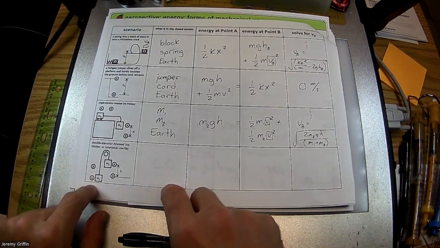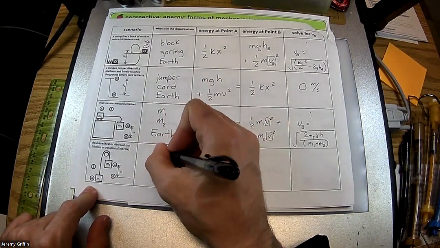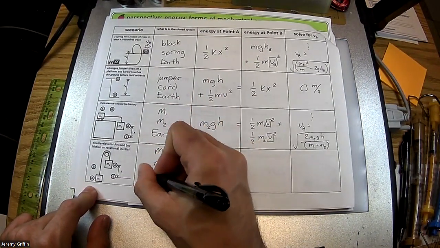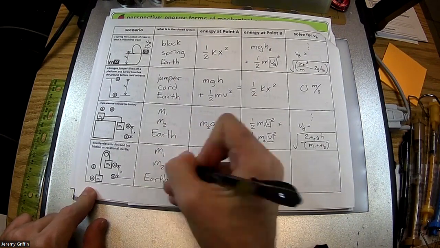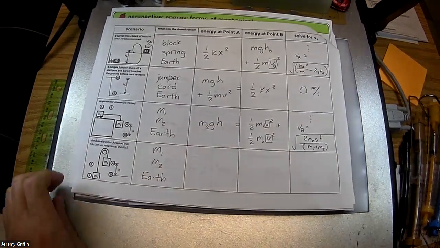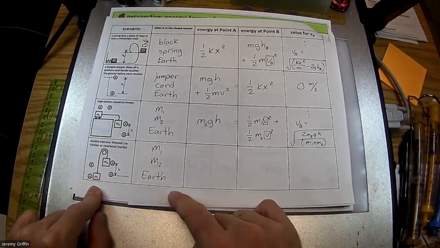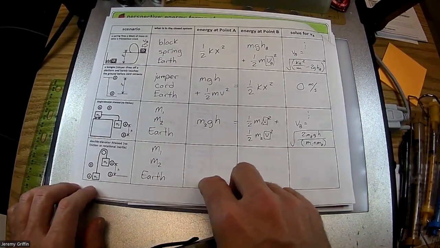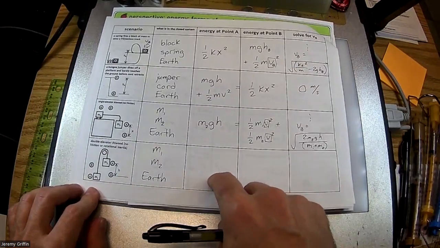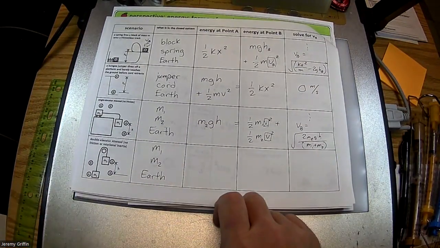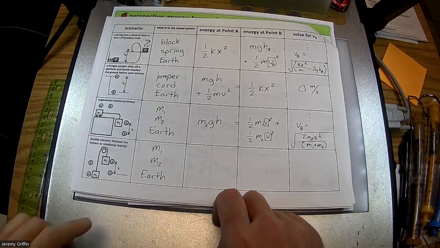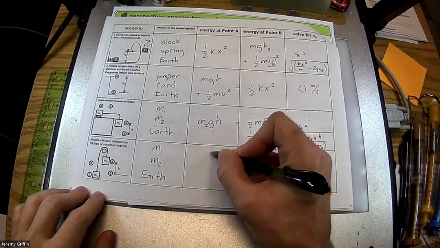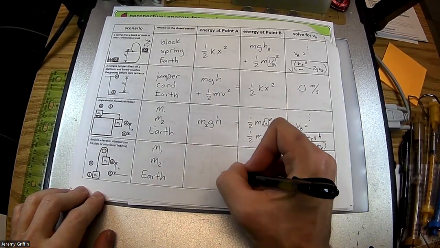Let's do the classic Atwood now. Classic Atwood. Do you think it's still m1, m2 and the Earth? So what you guys got for the closed system? Now this one's a little trickier, but not that much. What do you think is supplying the energy for this whole thing to move? What expression goes right here? You're going to write one term.